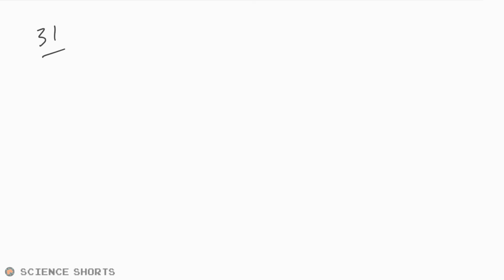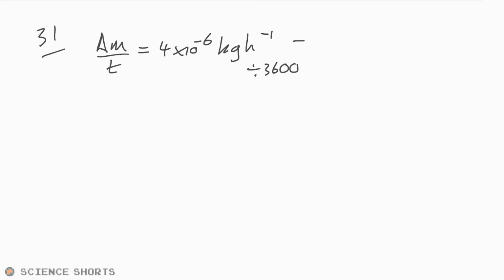31, mass of fuel decreases by 4. Do you know what? I'm going to say delta m by t is equal to 4 times 10 to the minus 6, and that's kilograms per hour. So we're looking for power. So we're going to have to turn this into seconds. So divide that by 3,600, and that'll give us the mass change per second.